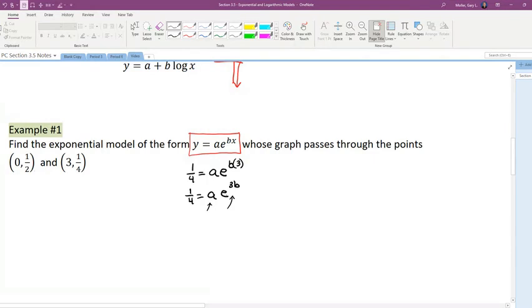So I get 1/2 equals, I don't know a, e to the bx power. So in this case, it would be 0 times x, 0 times b, excuse me.